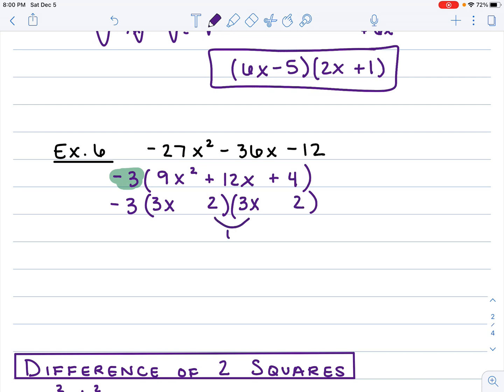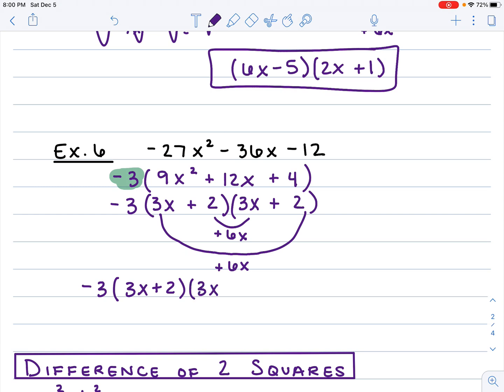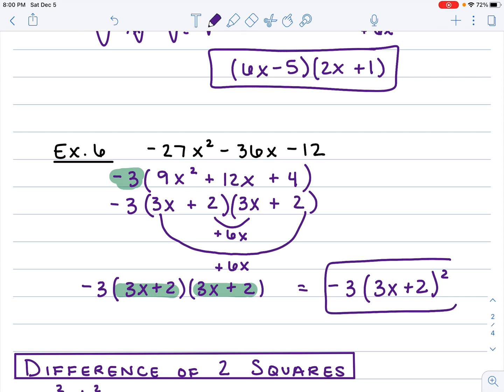So I've got 2 times 3x, which is 6x. 2 times 3x, which is 6x. Is there any way I can make those 6x's into 12x? And that answer is yes. I can make them both plus. So my answer would be negative 3 times 3x plus 2 times 3x plus 2. And you'll notice here that our parentheses are actually the exact same thing, 3x plus 2 and 3x plus 2. So I could actually rewrite this as negative 3 times 3x plus 2 squared. And that would be my final solution.